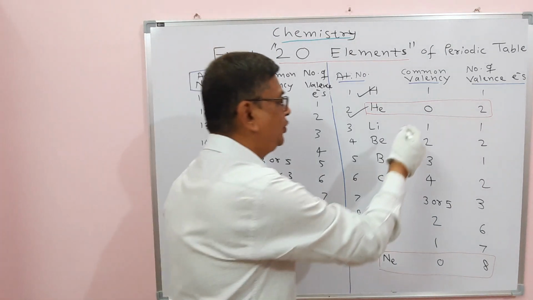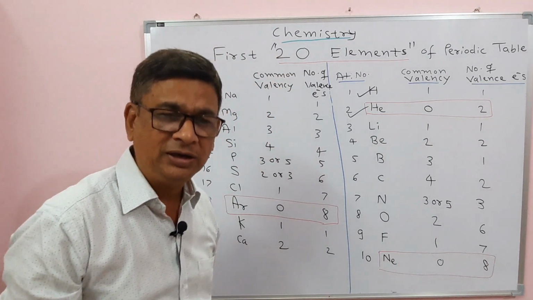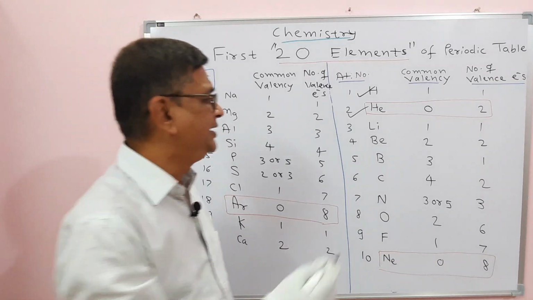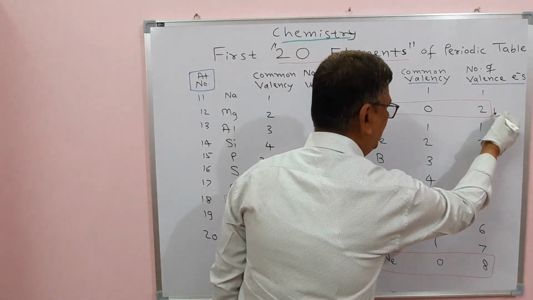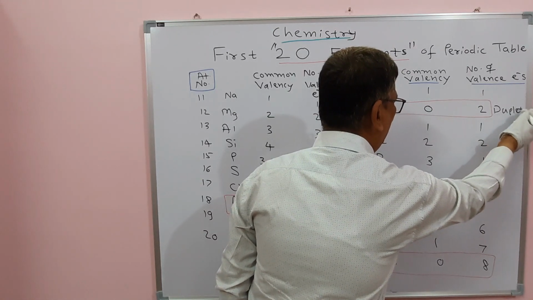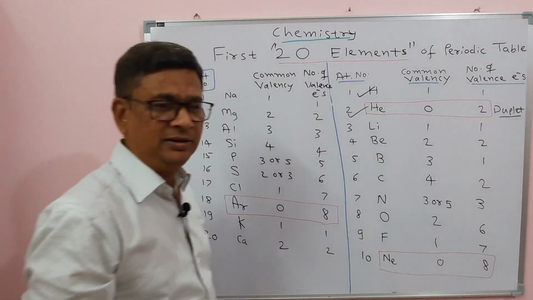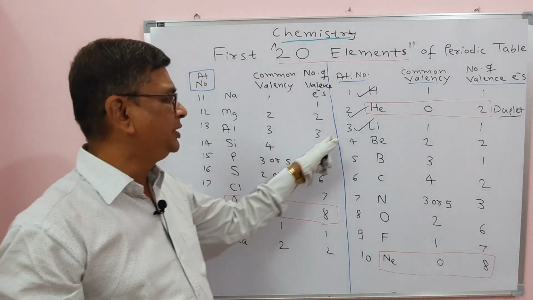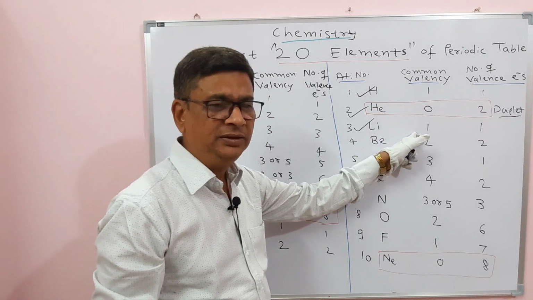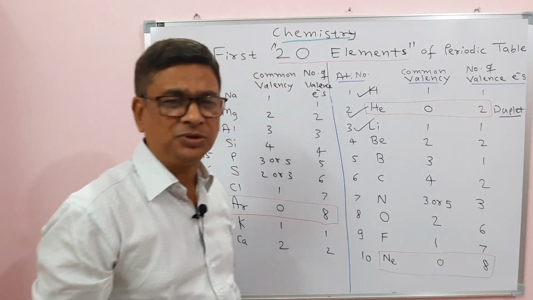It has 0 valency because it does not combine with any other element, and its number of electrons in the outermost shell is 2, that is called a duplet. The term duplet is used to denote there are 2 electrons there, that pair. The third element is lithium, whose atomic number is 3, common valency 1. It has 1 electron in the outermost shell.